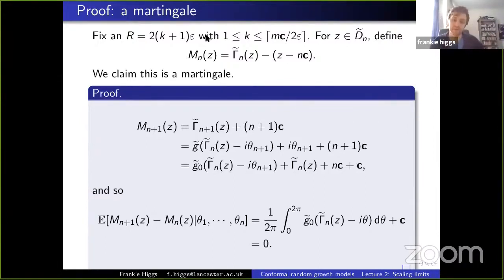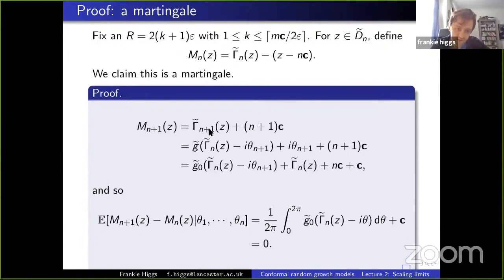So again, as I've mentioned, a common technique in conformal growth is to take the map, subtract off your ansatz, and try to relate that to a martingale. Let's do exactly that. So here we fixed an r, and we're really just trying to show that Omega_r has high probability. So M_n, we're going to define as the difference between our map and our ansatz. And we just say, not that this is close to a martingale, but that it is a martingale. Well, let's have a look.